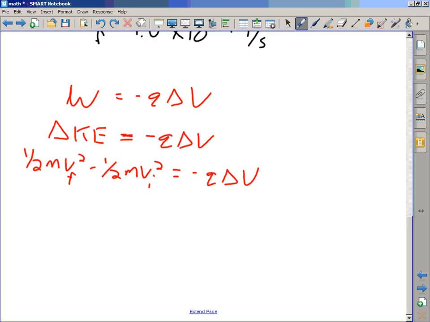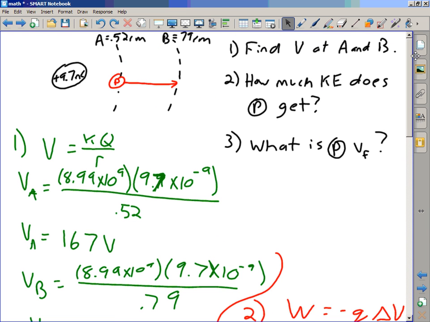Let's work another problem based off the exact same thing. What if I didn't stop this proton at B? I let it keep on going. Where would the proton technically stop?